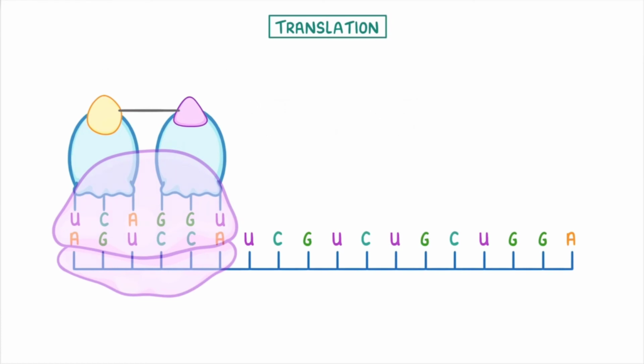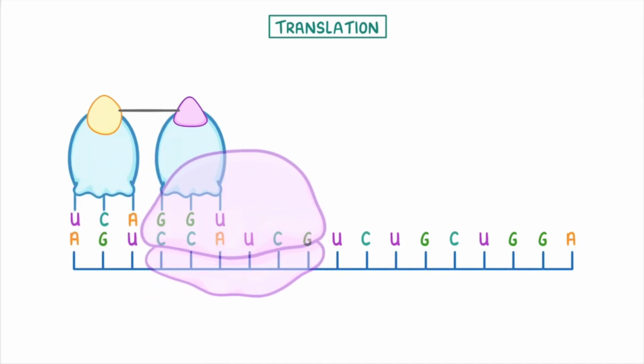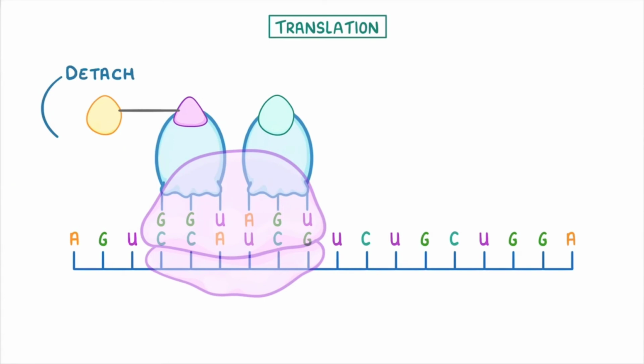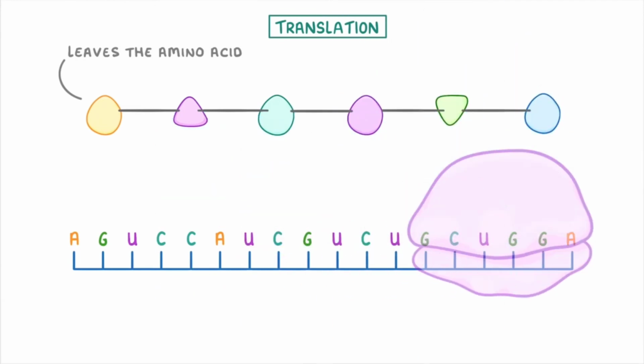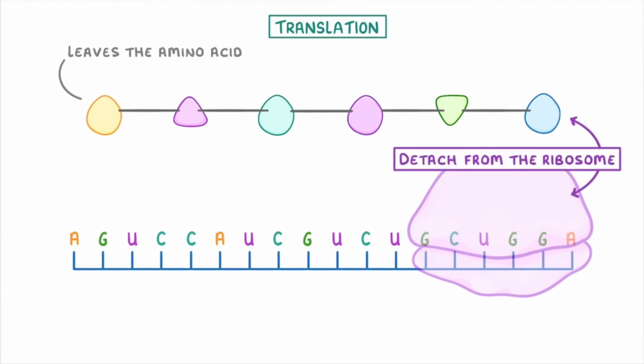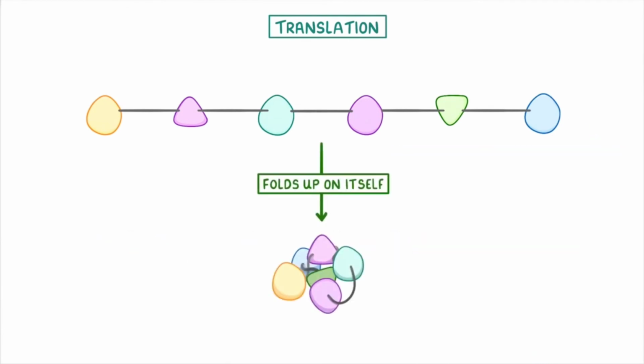Once it has joined these first two amino acids together, the ribosome moves along the mRNA slightly. So another tRNA comes down and binds its complementary codon, bringing the next amino acid. The first tRNA detaches and repeats the process, but the important thing is it leaves its amino acid behind, and the process continues until the very end. At this point, the amino acid chain will detach from the ribosome and the chain folds up itself to form a protein. And that is all from me.